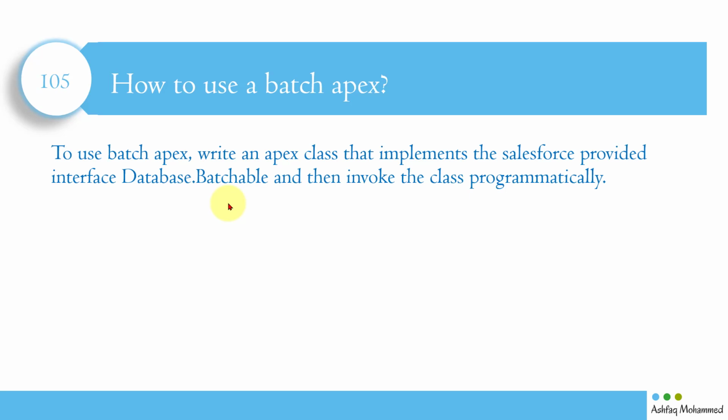Okay. So now you will be restricted. Like, so and so method should be written. So and so method should be compulsory in that batchable apex. And then invoke the class programmatically. Let's see what are those things which we have to adhere to if we use database.batchable.